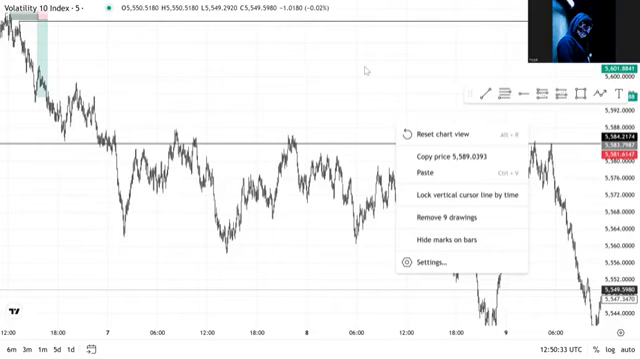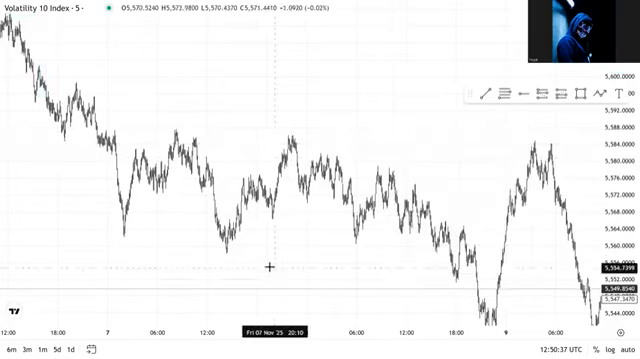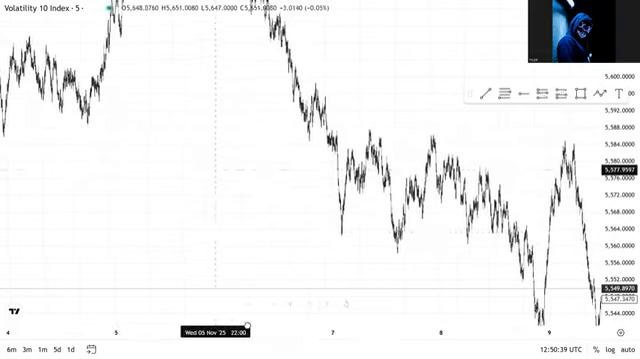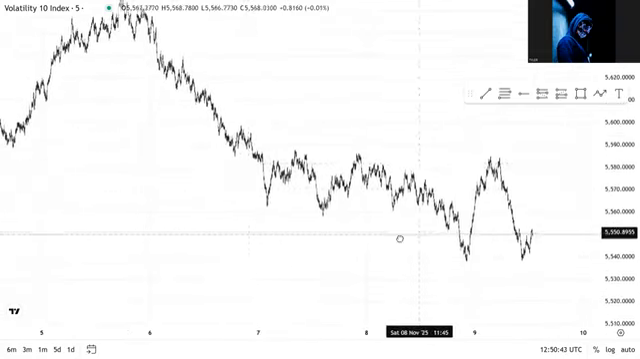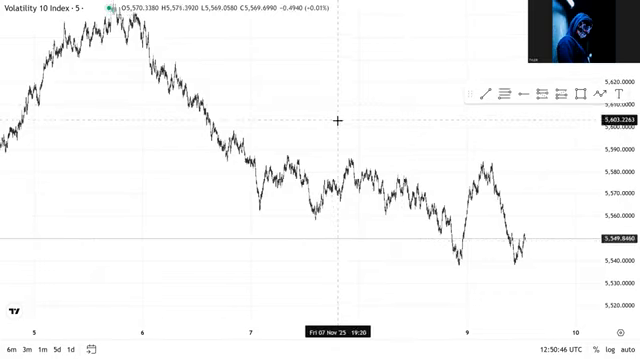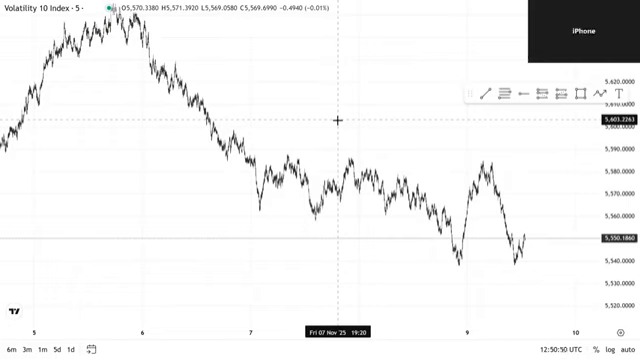Now let me remove this drawing. Remove everything. So now we can see up here, what do you see? What are we clearly on? Are we in a downtrend or an uptrend? Downtrend. Yes, downtrend.